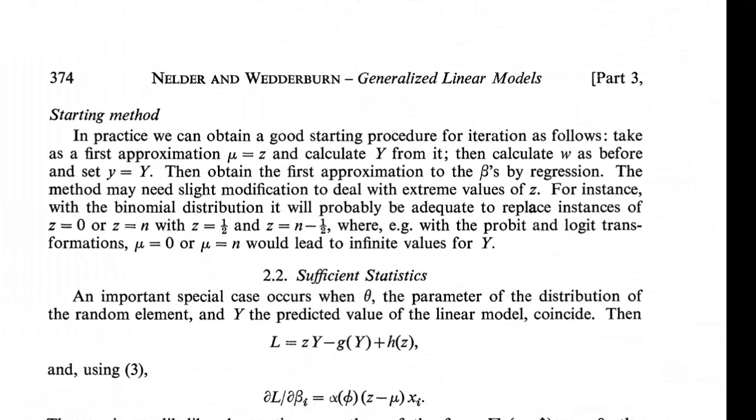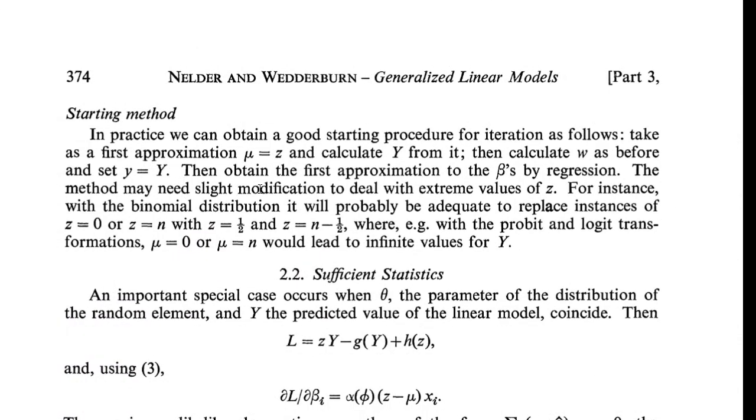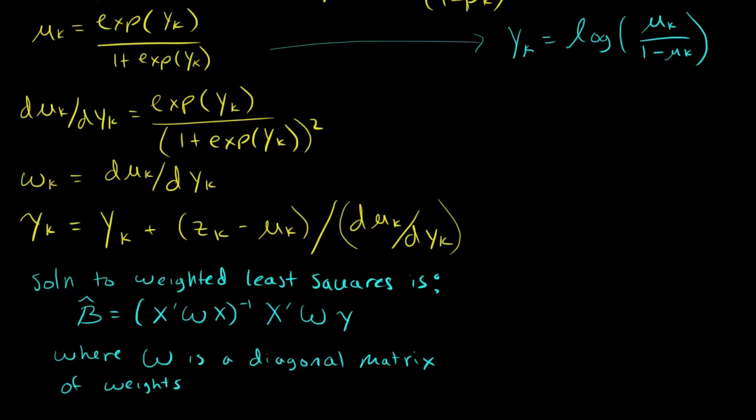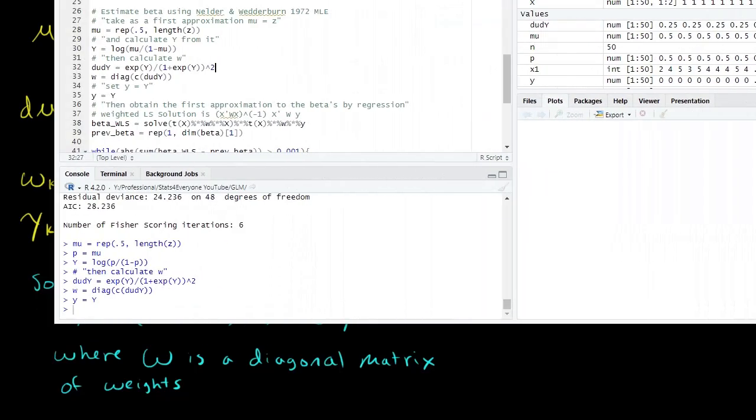Now, there is a mention of the method might need slight modification to extreme values of z. And this will be our case because, so they mentioned the binomial distribution. Bernoulli is technically an example of the binomial distribution when n equals 1. So the number of trials equals 1. And so in this case, all of our data are going to be 0 and 1s. So they recommend that you go ahead and replace z with 1/2. And that's what we're going to do in our code. Okay? So yeah, I think with that, we are ready to go ahead and pull up R and start talking about the R code. Let me pull it up right here.